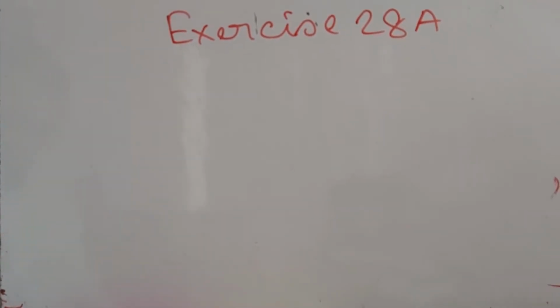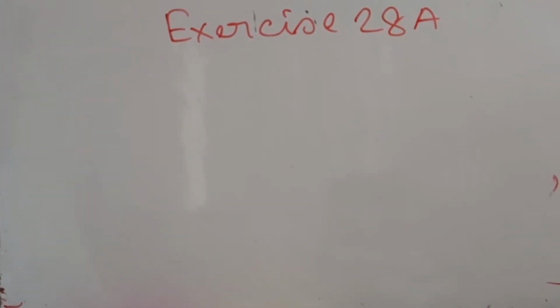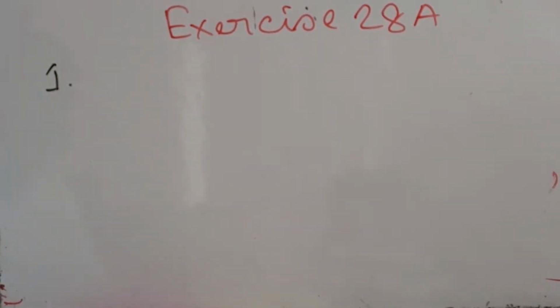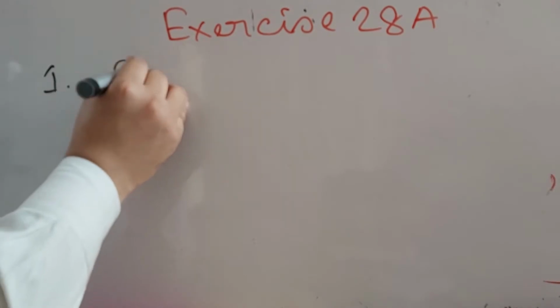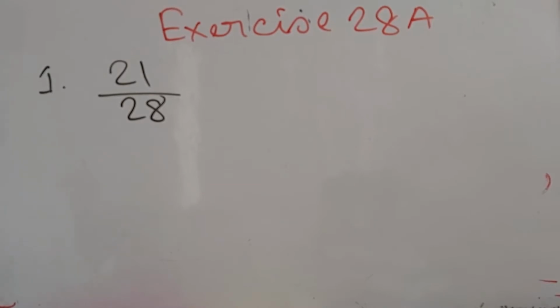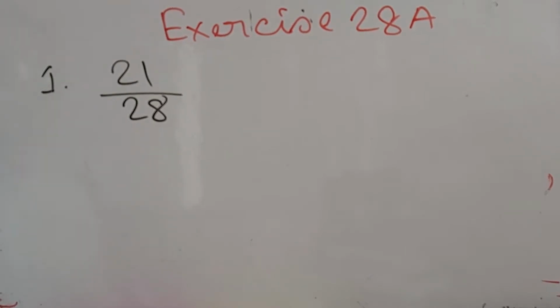28A. Put the following fractions in their lowest term. That means we have to convert this fraction into lowest term. First one, 21 by 28. To solve this type of problem, we have to find out the common factor of 21 and 28. Then we have to divide these numbers by their common factor.